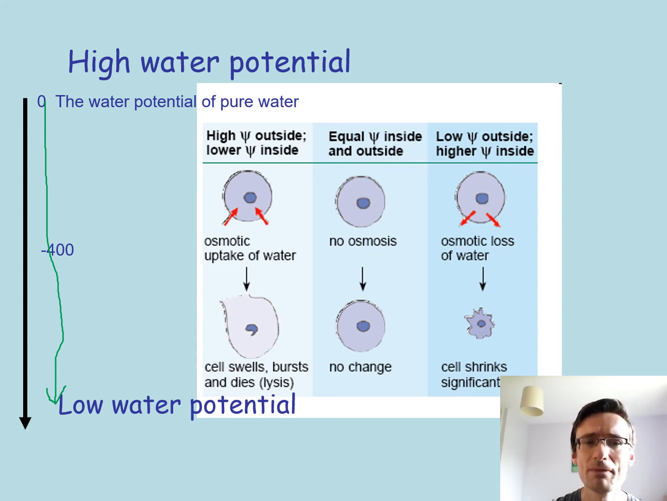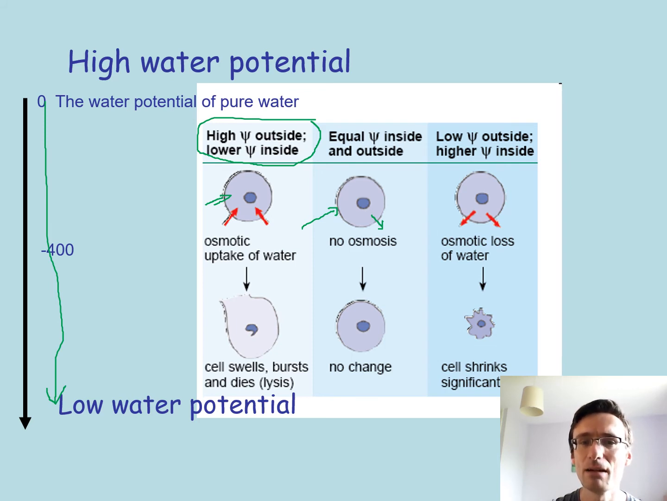If the water potential is high on the outside of the cell, that means it will be lower on the inside of the cell. So water will move from a higher concentration in the solution into a lower concentration in the cell, and the cell will expand, swell, or burst, and we'll talk about that later on. If there's equal water potential on the inside and outside of the cell, water will move both out and into the cell at the same level. So there's no osmosis because there's no net movement of water from a higher water potential to a lower water potential, because the concentrations are the same.